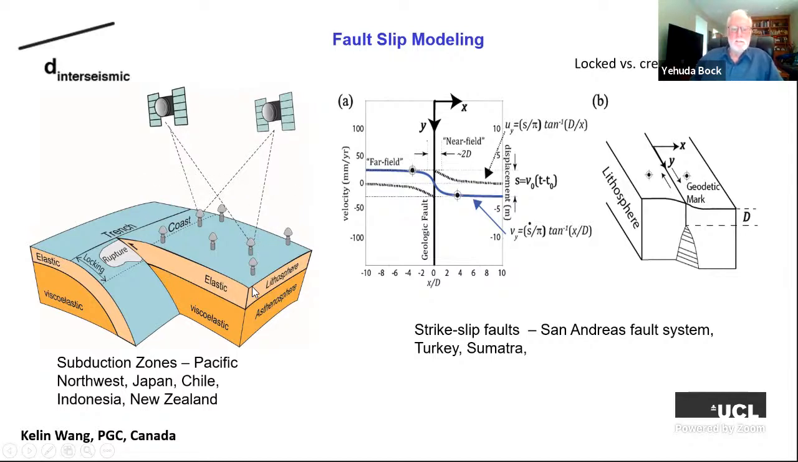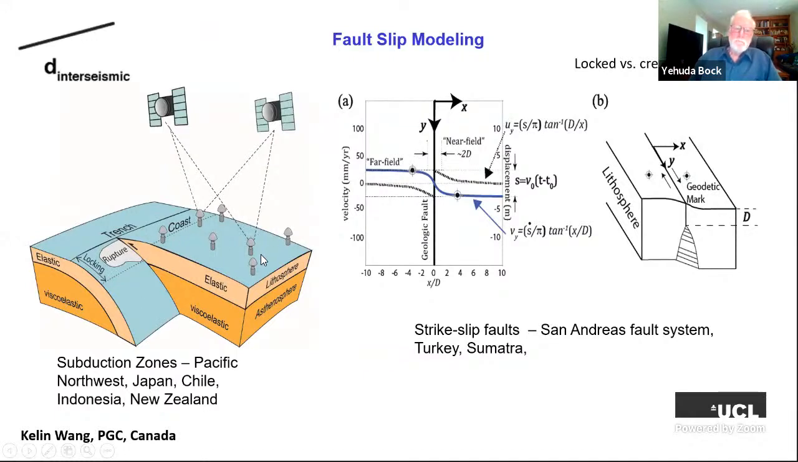We have then the GNSS stations on the land areas. Usually you only have land on one side of this trench, although there are places such as Sumatra where you'll have islands. And so we model, then we make some assumptions about the crust. It may have an elastic layer overlying a viscoelastic layer. We have to make a lot of different assumptions.